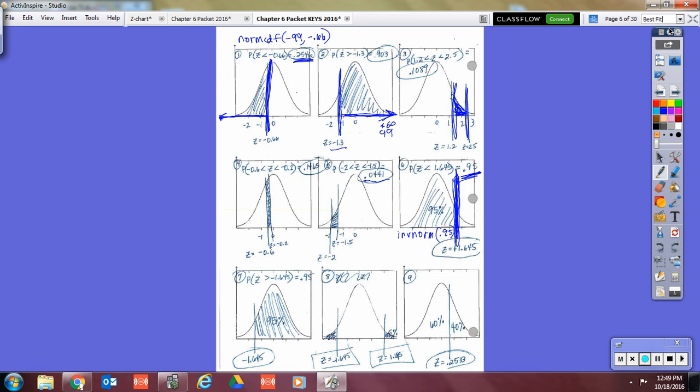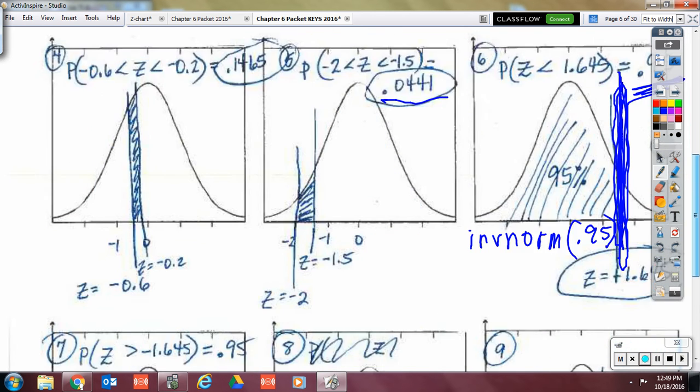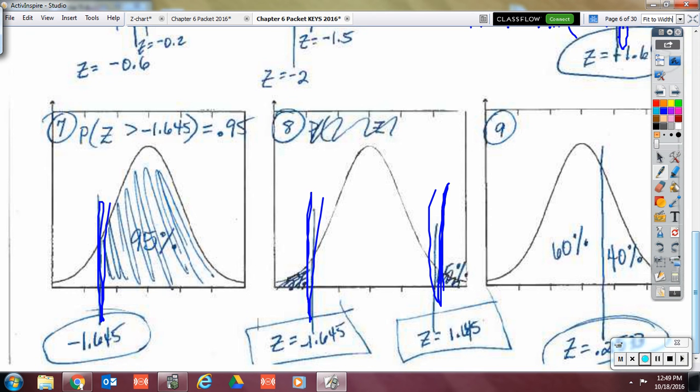Number 7 was this lower one because of symmetry, negative 1.645. Number 8 actually was just another way of representing number 6 and 7 at the same time. So you had 2 answers on number 8, the negative 1.645 and the positive 1.645. And I already went over number 9 with you.